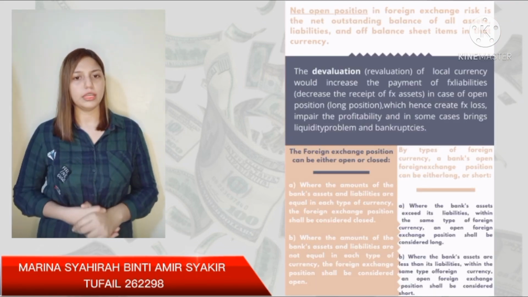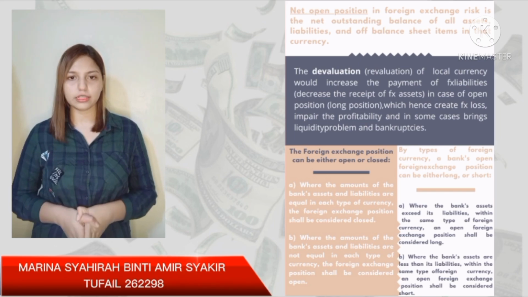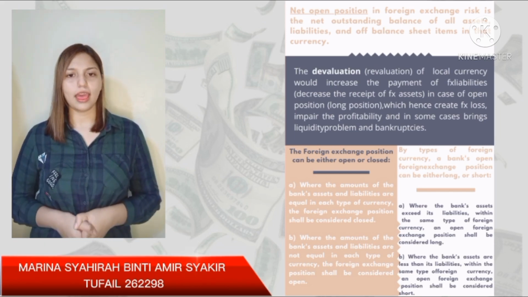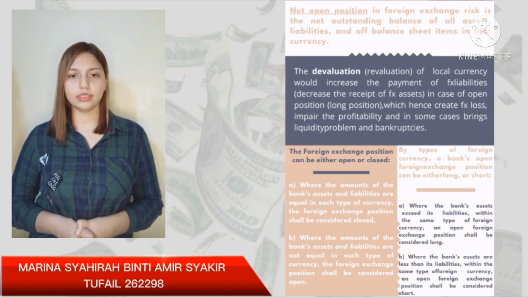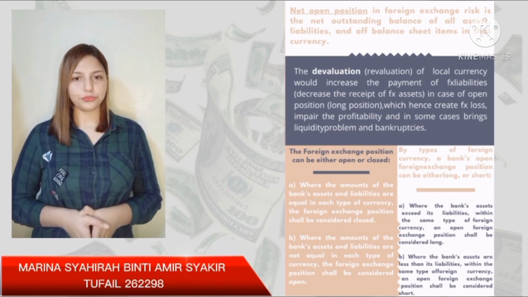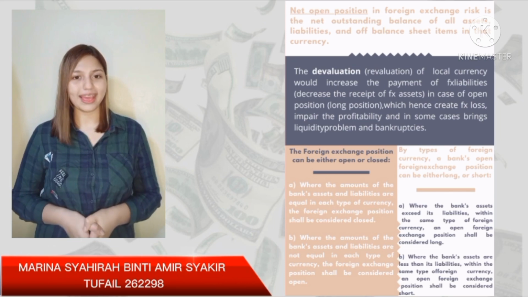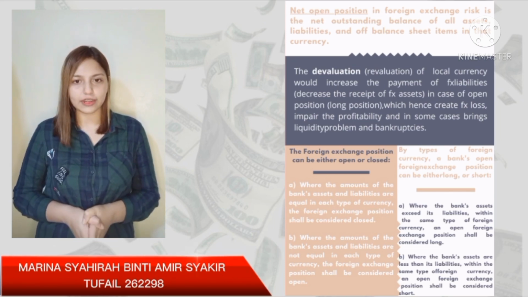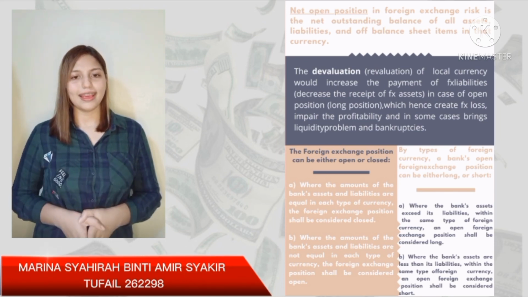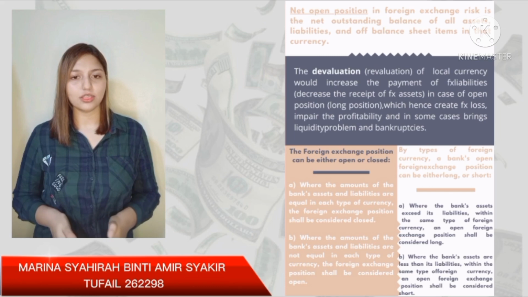The foreign exchange position can be either open or closed. It exists when the amount of the bank's assets and liabilities are equal in each type of currency. The foreign exchange position should be considered closed. Meanwhile, when the amount of the bank's assets and liabilities are not equal in each type of currency, the foreign exchange position should be considered open. Next, by referring to the types of foreign currency, a bank's open foreign exchange position can be either long or short. When the bank's assets exceed its liabilities within the same type of foreign currency, an open foreign exchange position should be considered long. However, when the bank's assets are less than its liabilities within the same type of foreign currency, an open foreign exchange position should be considered short.